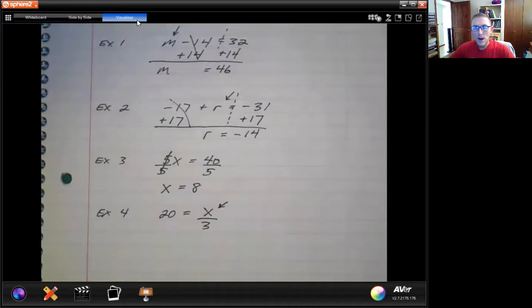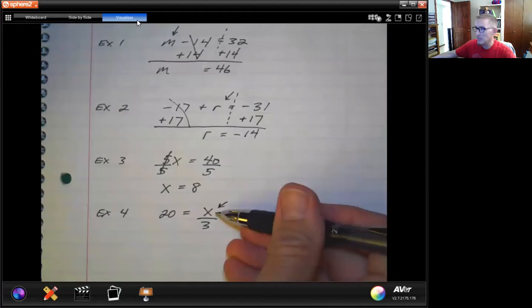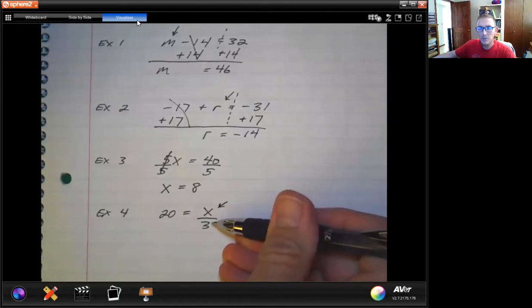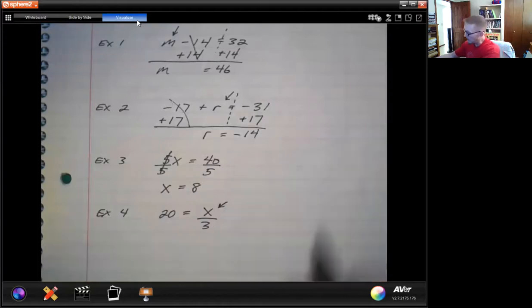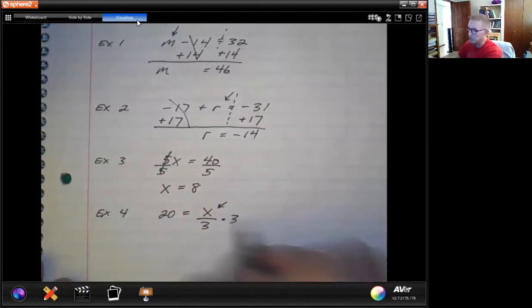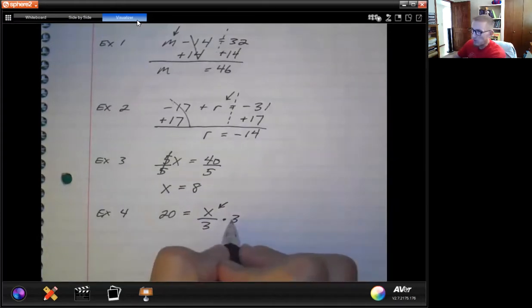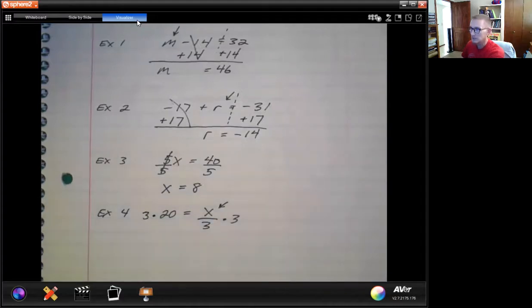Now, x is in a fraction, and a fraction bar means divide. So this right here means x divided by 3. So I have to do the opposite of divided by 3. So I am going to multiply by 3. Now I want you to use the dot for multiplication, and I want you to make sure to put the times 3 next to that fraction. Remember, whatever I do to one side, maintain balance and do to the other side.